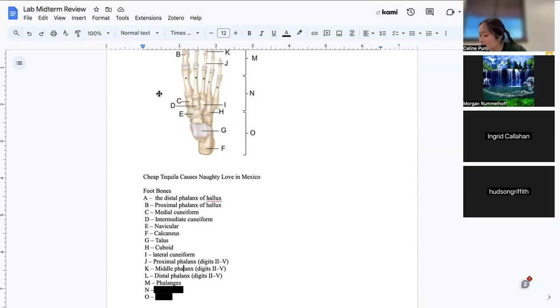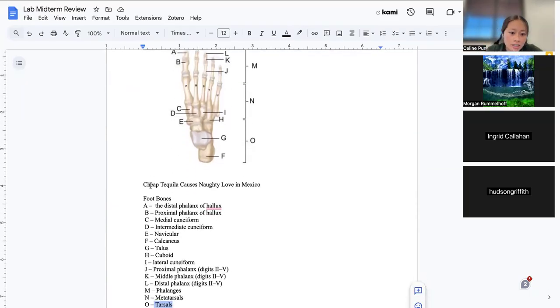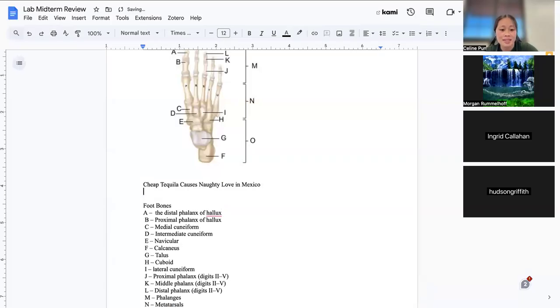Okay, N is the metatarsals, and O is the tarsals. Okay, so for the metatarsals and the tarsals, it starts with the calcaneus, okay? Cheap, naughty love, because cheap tequila causes naughty love in Mexico. So cheap is calcaneus. You're working back to front.